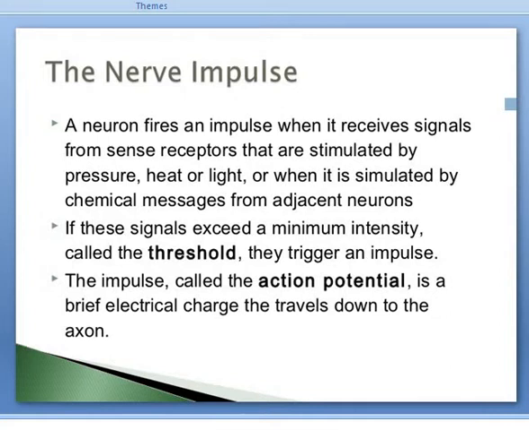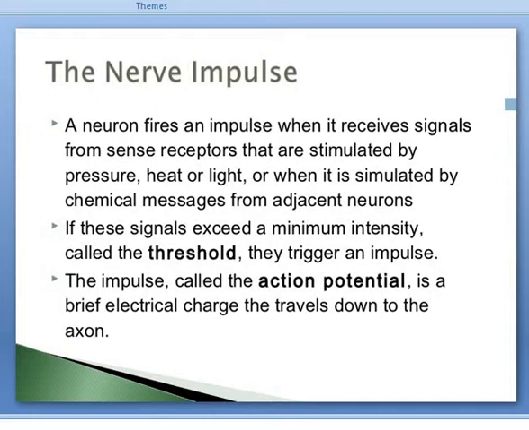A neuron fires an impulse when it receives signals from sense receptors that are stimulated by pressure, heat or light, and it is stimulated by chemical messages from adjacent neurons. Information travels within the nervous system in the form of a nerve impulse. When stimulus energy comes into contact with the receptors, electrical charge changes and the nerve potential starts. Nerve potential is a sudden change in the electrical potential of the surface of a neuron.